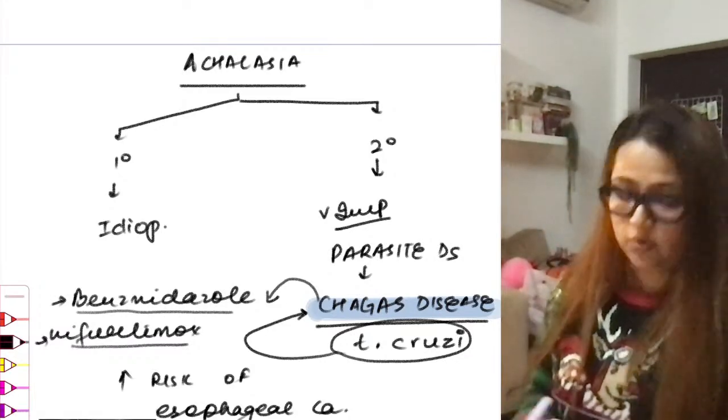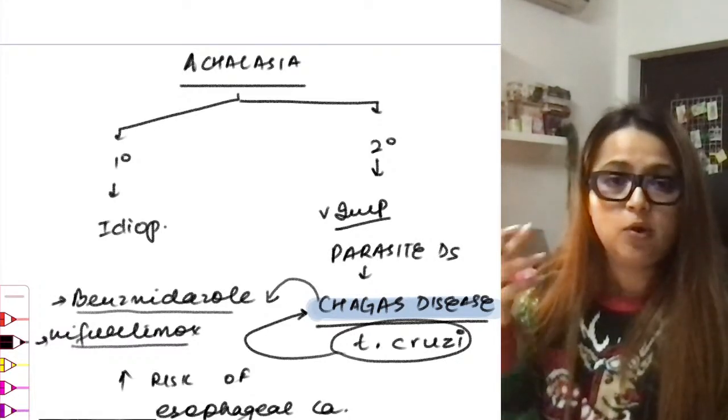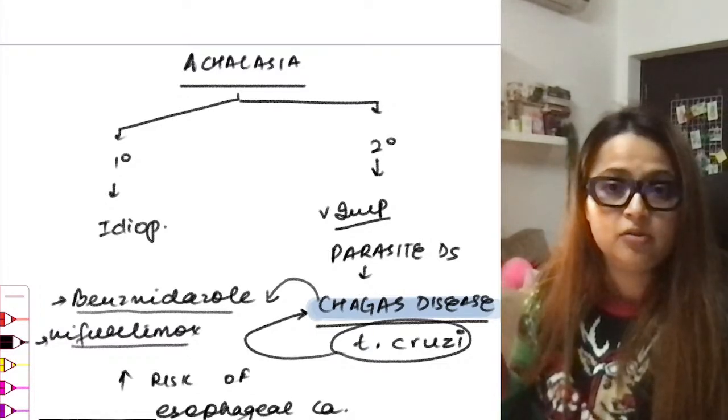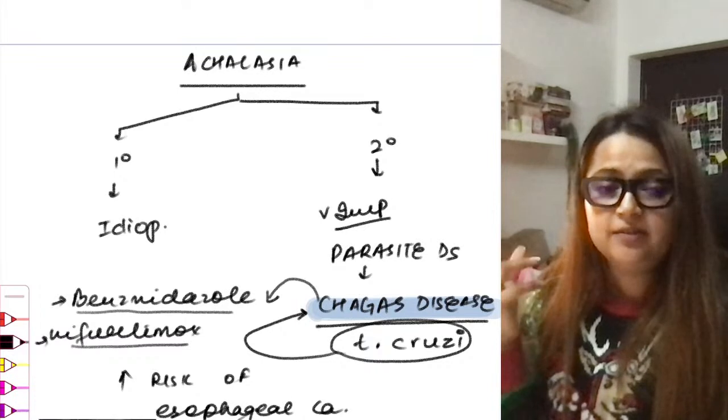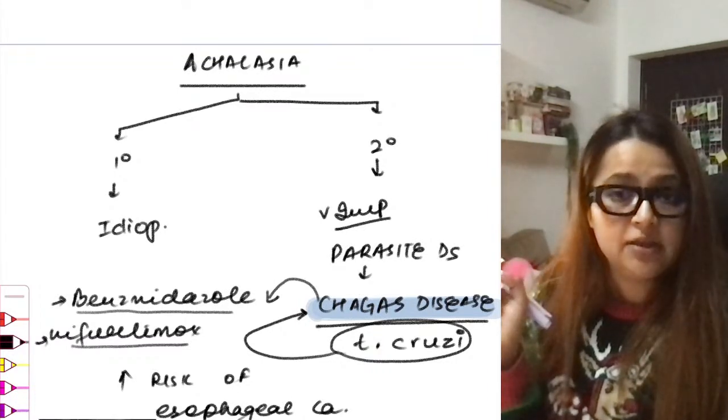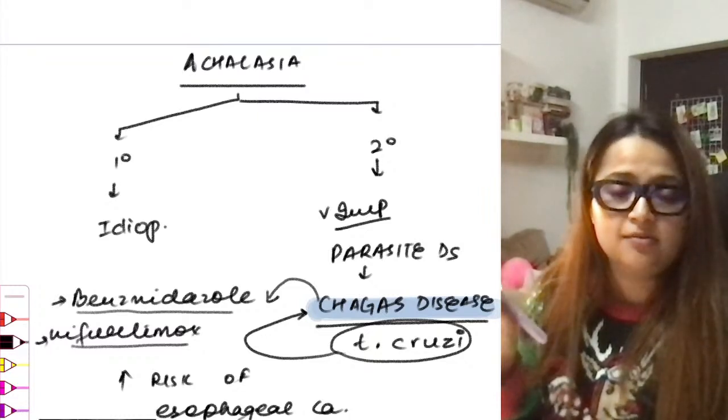All right. Now, what is the problem with achalasia? The problem with achalasia is that it is associated with a higher risk of esophageal cancer. So that is why it should be taken very carefully. Achalasia is associated with increased risk of esophageal cancer.